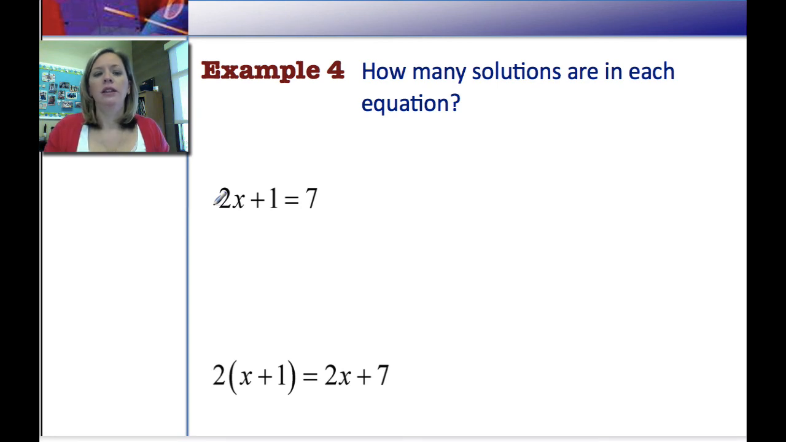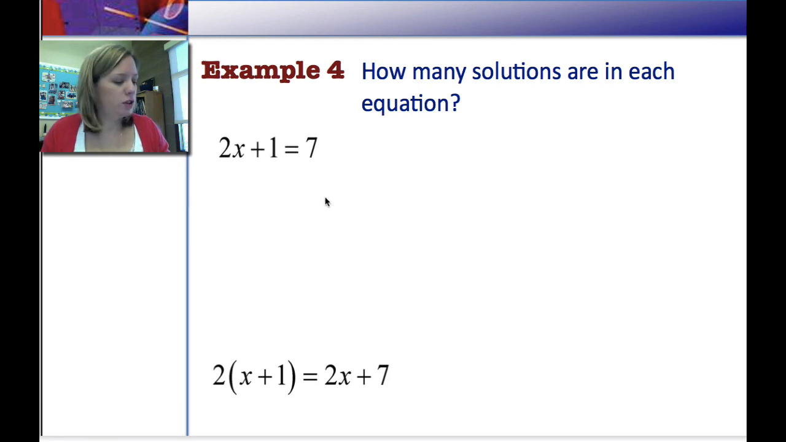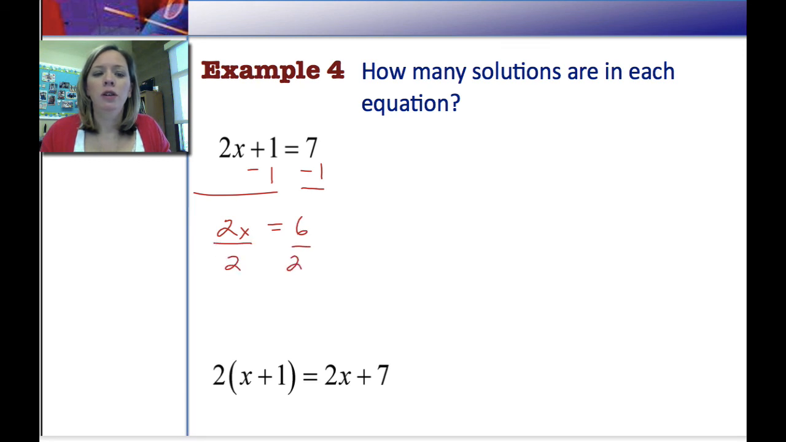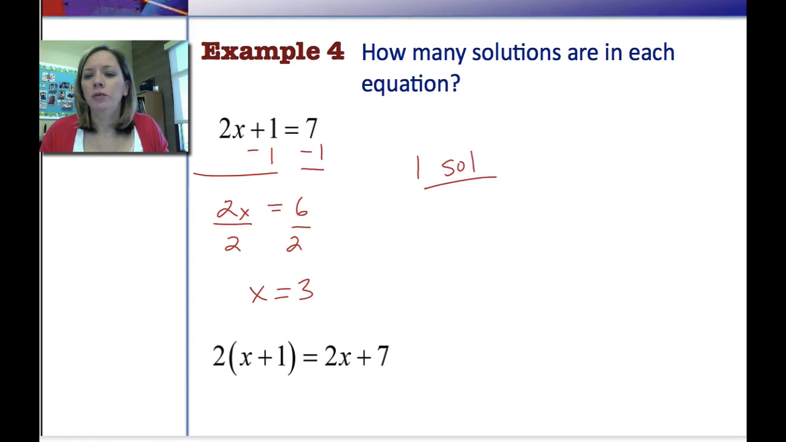So let's take a look and figure out how many solutions are in each of these equations. And to do that, we have to just start solving. So the first one is 2x plus 1 equals 7. So here we don't have variables on both sides. We don't need to distribute. We don't need to combine like terms. So we'll start by subtracting 1 from both sides. That leaves me with 2x equals 6. When I divide by 2, I get x equals 3. I was able to solve it. Nothing weird happened. My variables didn't go away. So there is one solution to this equation.